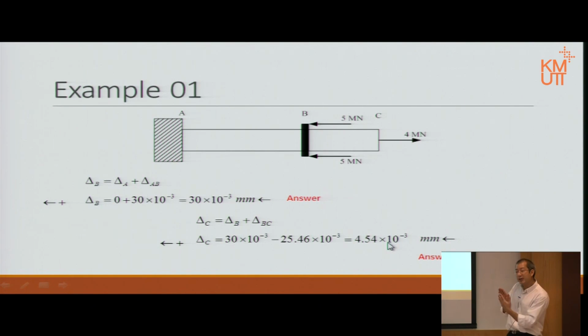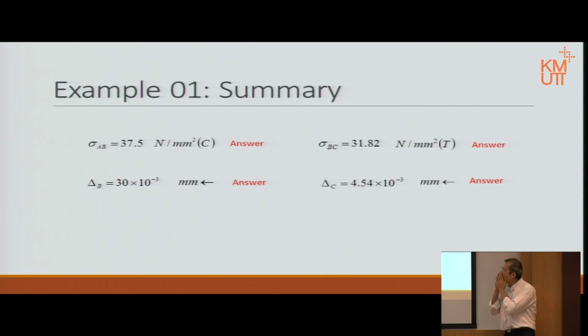Because of the sign convention, we said the left-hand side is positive. So even though C moves out this way, compared to the original position it's still moving to the left by that amount of displacement. And that will be the answer for the movement of point B and point C. In summary, we calculate the stress between A and B, the stress between B and C, and then we also calculate the movement of point B and the movement of point C. That completes all the 4 answers we need.